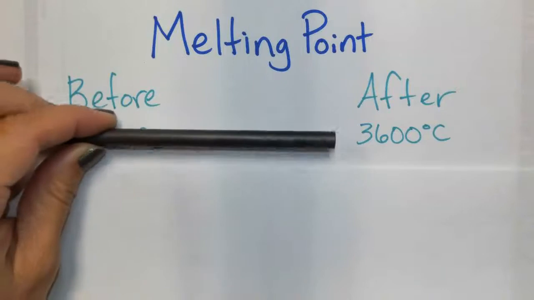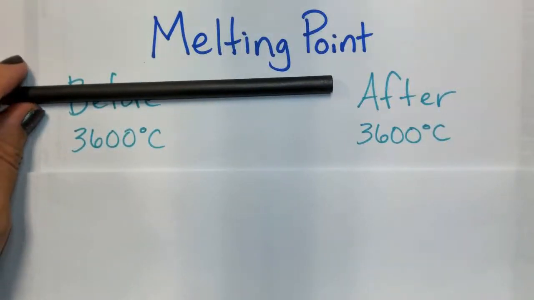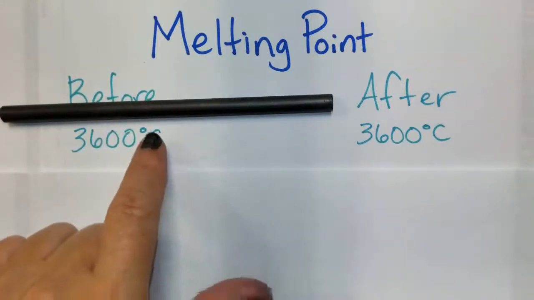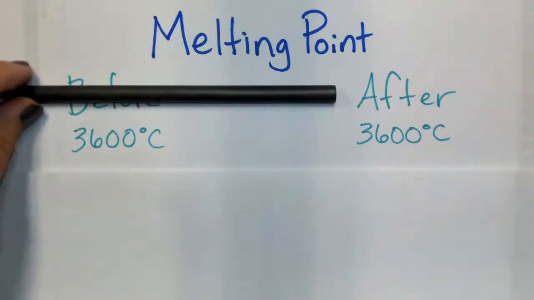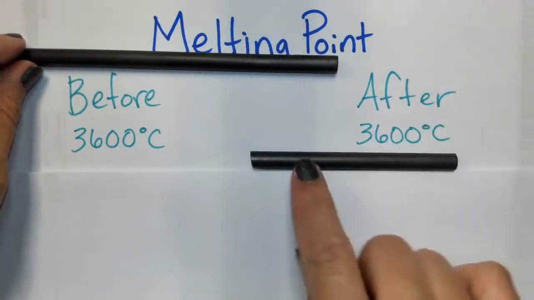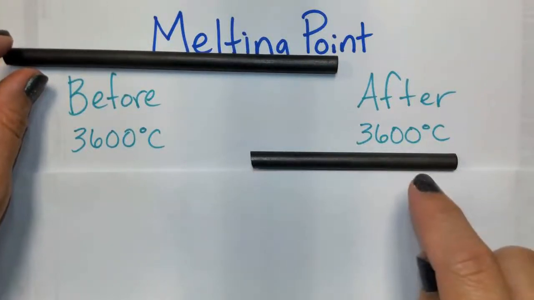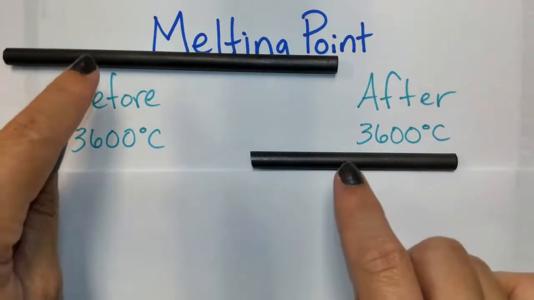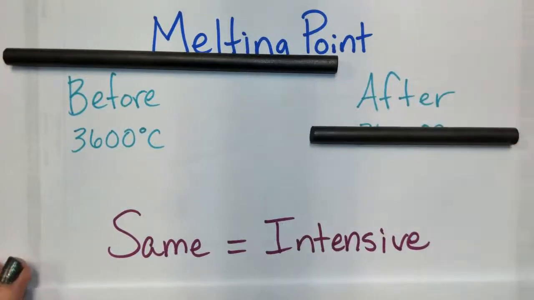The melting point of graphite is about 3,600 degrees Celsius. So if I were to put this on heat or on fire and try to melt it, it would have to be this temperature in order for it to begin to melt. If I were to cut it in half, it would still take 3,600 degrees to get this to start melting. So because the melting point is the same, whether or not I have half as much matter, melting point is an intensive property.